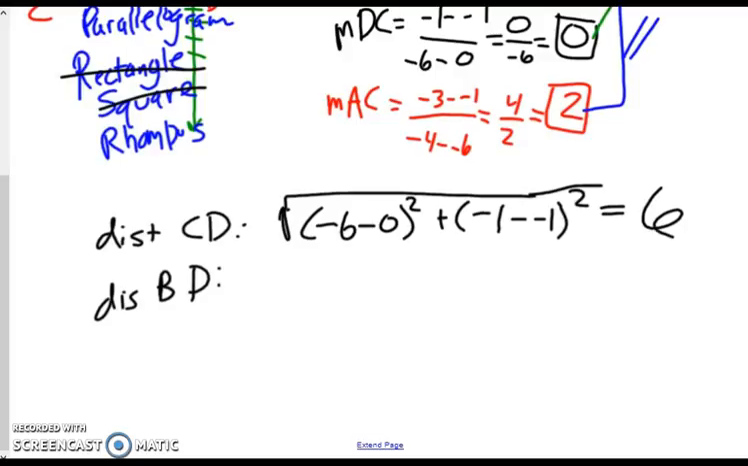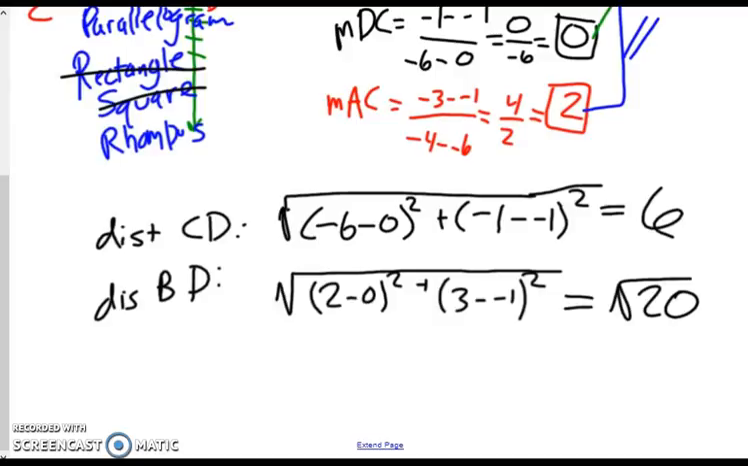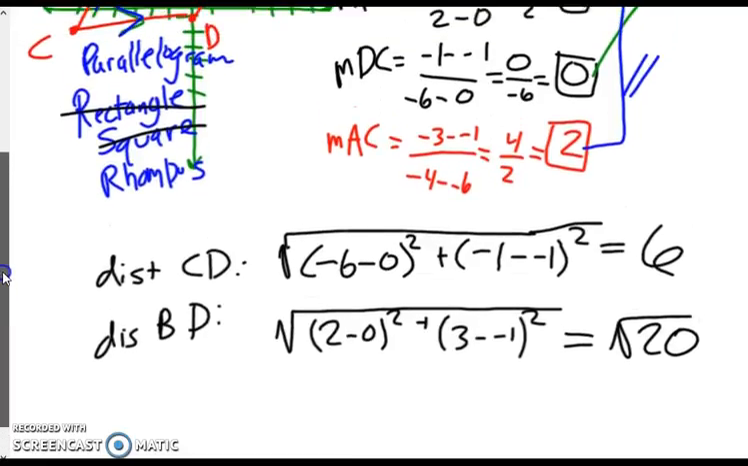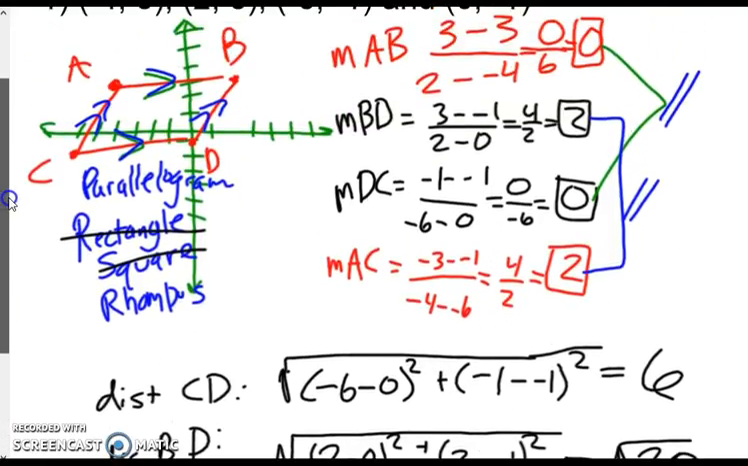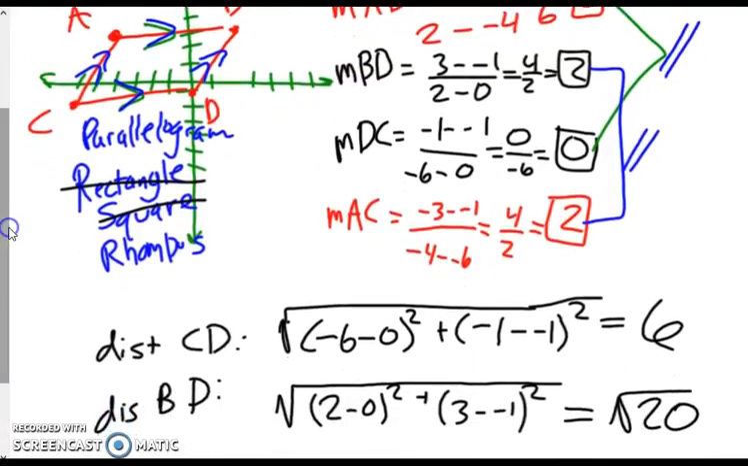Do the distance between B and D real quick, please. You should get the square root of 20. And what you can conclude then is CD and BD are not congruent, meaning this cannot be a rhombus. Which leads us to say that the most specific name we can say for this quadrilateral is that it is a parallelogram.